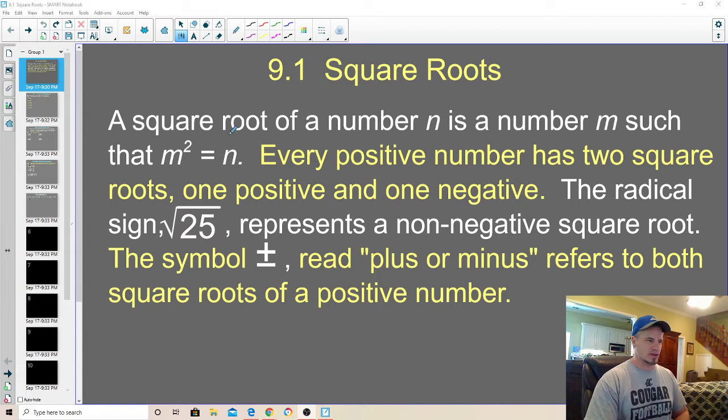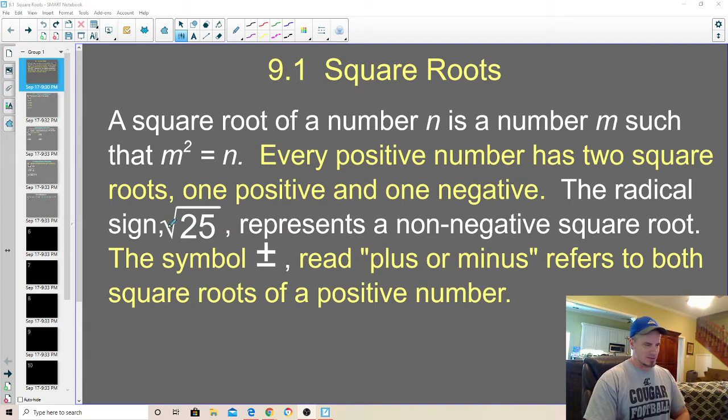Okay, so the definition of a square root of a number n is a number m such that m squared equals n. Every positive number has two square roots, the positive and the negative. Remember, when you square a negative number, you get a positive answer. So you'll have two answers when you're taking the square root of a positive number. Now with 0, it's just 0. 0 is neither positive nor negative. You just get one answer with 0.